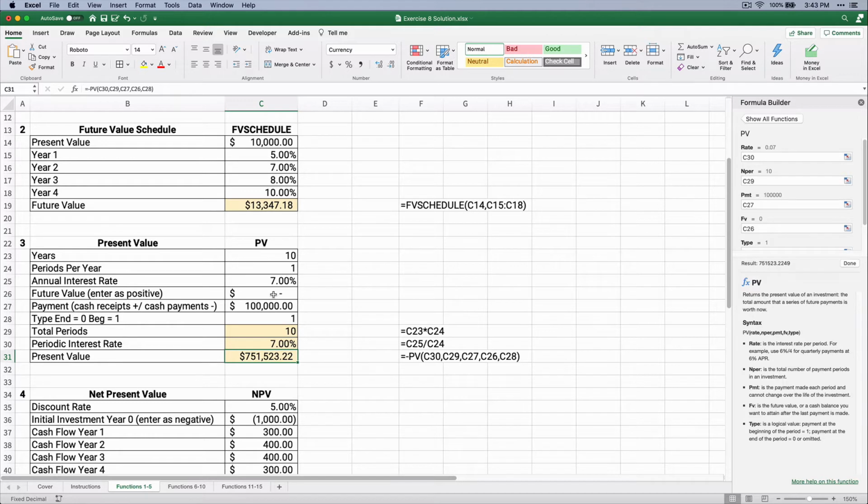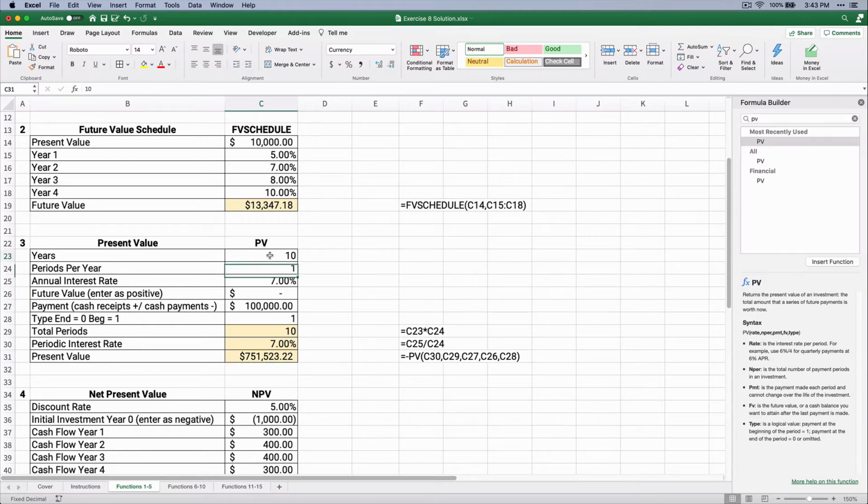Let's change our problem a little bit. Let's say we want to, this is the present value. Let's say we have 20 periods and it's going to be semi-annual. You see everything is built here on a formula, so we change our inputs and it works. Let's say the future value is 200,000. We're going to receive 200,000 at the end.